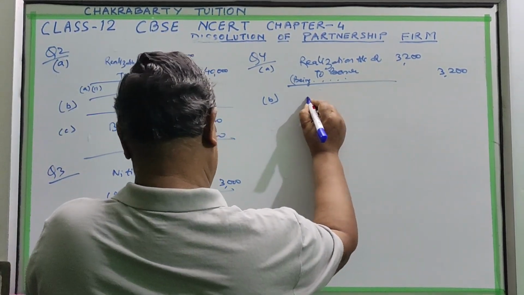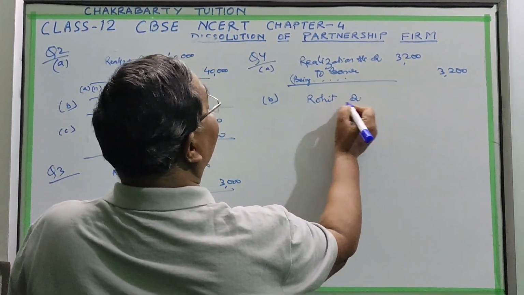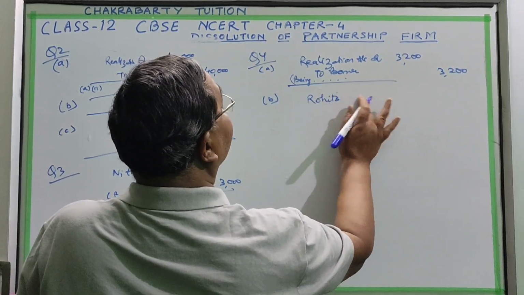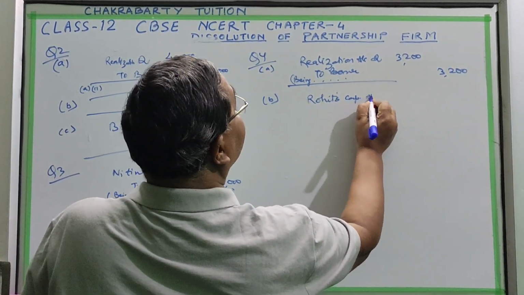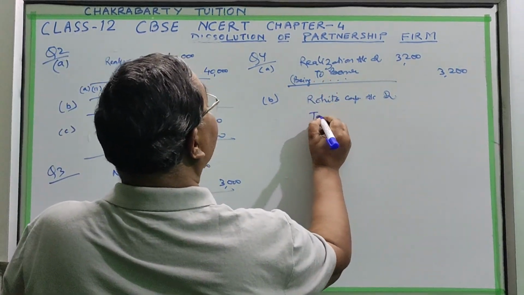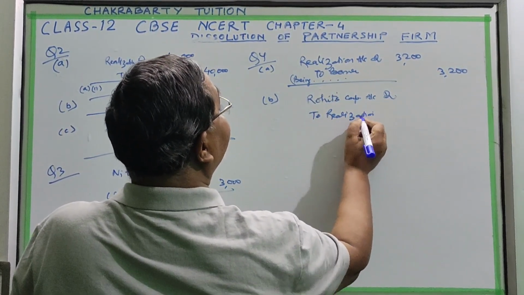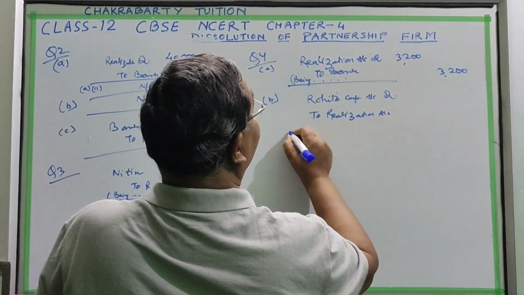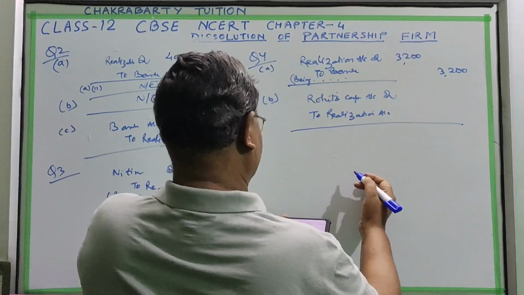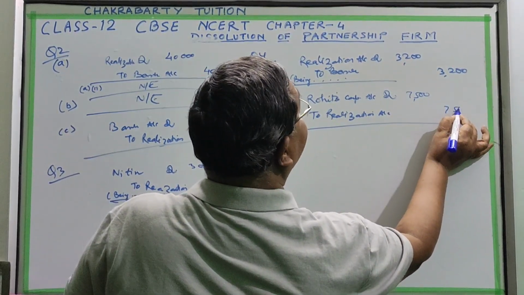B part, stock was 7,500 taken by partner. The partner's name is Rohit. So debit Rohit's capital account, where the partner's name is there you write capital account, to realization account. And in the narration it will be written being stock taken by him. In the narration you have to write; I am not writing, it takes time to write.